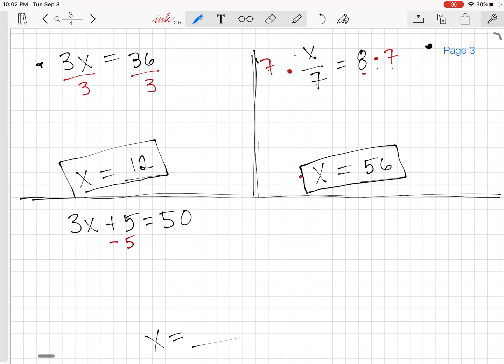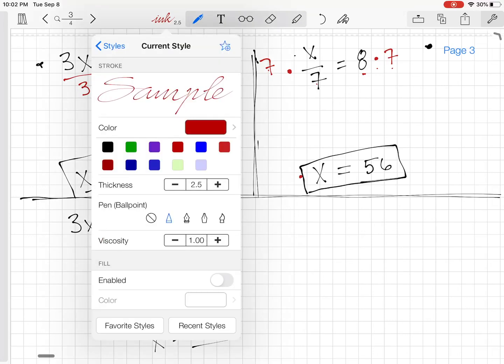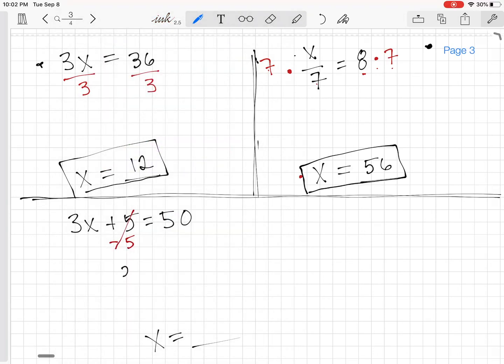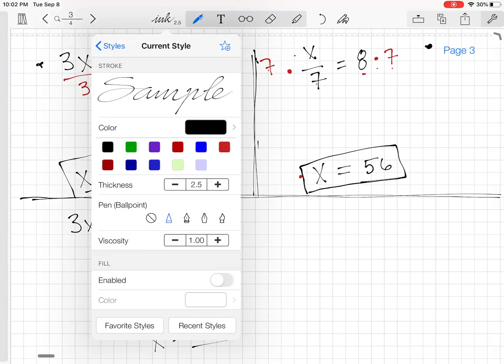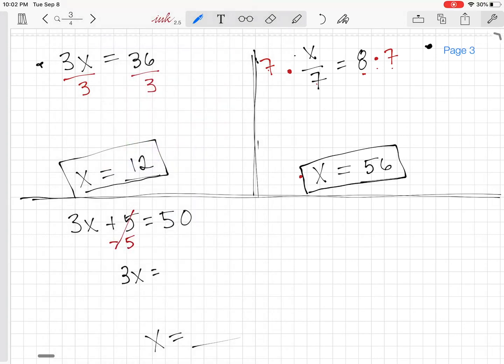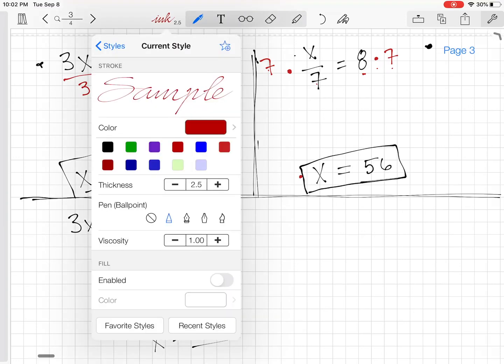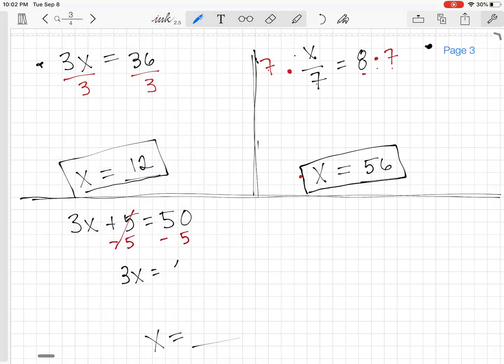So 5 minus 5 cancels out, and what I'm left with is 3x. But what I do to one side, I have to do to the other. So if I've subtracted 5 from this side, I have to subtract 5 from this side as well. And 50 minus 5 gives me 45. So now I've got to get rid of this times 3 there.